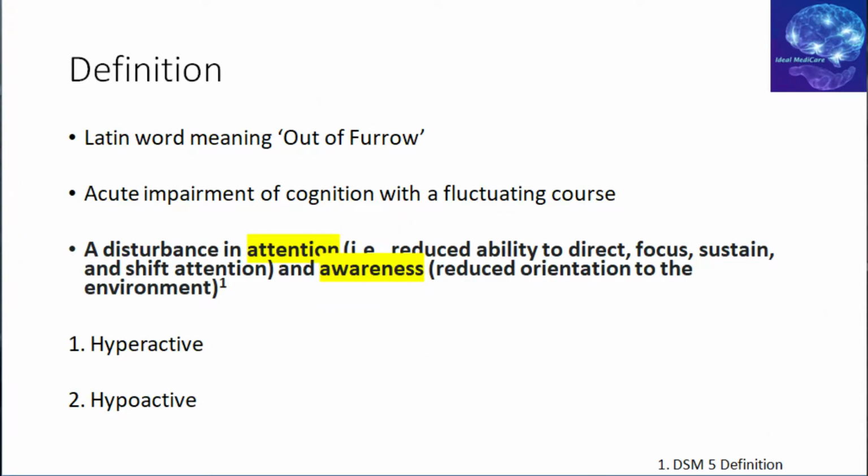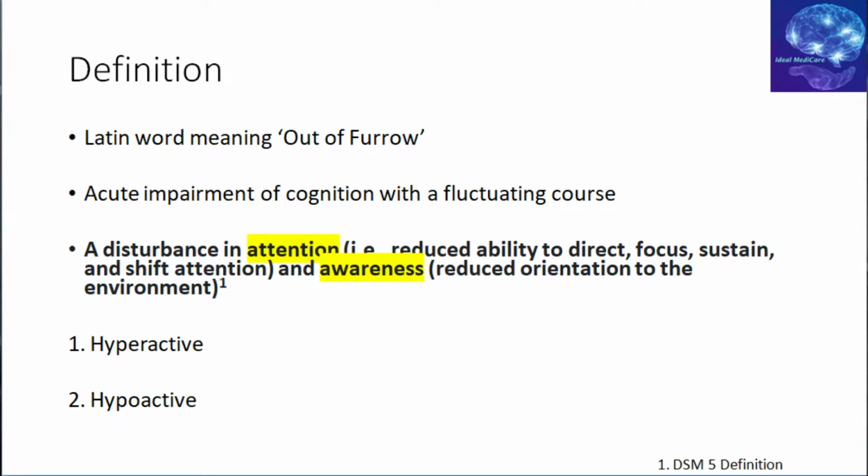So, definition. Delirium is a Latin word which means out of furrow, so out of routine. But in simple words, if somebody wants to remember something from today's presentation, it should be this one line: acute impairment of cognition with a fluctuating course. So it's acute, there is a cognitive component involved, and it's fluctuating. These three words are the keywords for today's presentation.